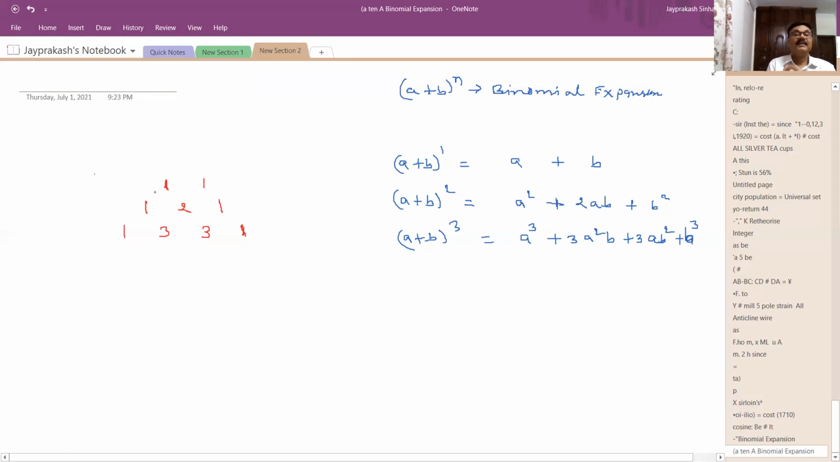What we are doing? For a plus b to the power 1, the coefficient of a is 1, the coefficient of b is 1. For a plus b whole square, the coefficient of a square is 1, the coefficient of ab is 2, and the coefficient of b square is 1. For a plus b whole cube, the coefficient of a cube is 1, the coefficient of a square b is 3, the coefficient of ab square is 3, and the coefficient of b cube is 1. Similarly, this pattern will go on.